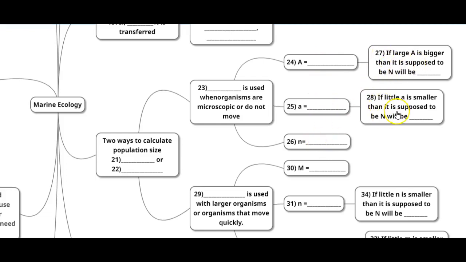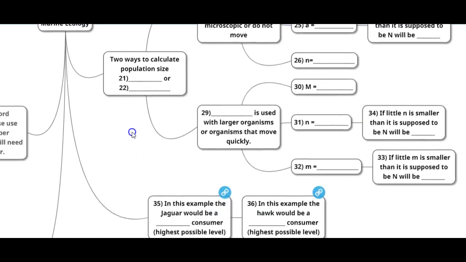Now this one right here, 27 and 28, I'm probably going to ask you to play around with variables. If big A is larger than it's supposed to be, what will happen to n? Throw in some fake numbers into the equation, okay? And then in the next one, make big A larger and see what happens to your n. This one right here, set up a fake equation, use some fake numbers. Make little a, or I'm sorry, this one's, yeah, make little a smaller than it's supposed to be and see what happens to your big N.